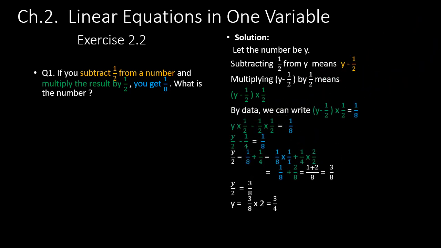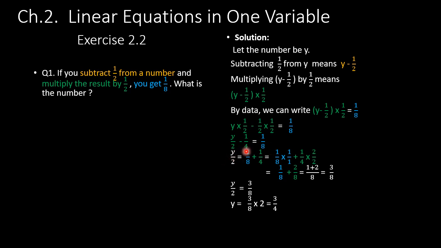By the given information, we can write y minus 1 by 2 multiplied by 1 by 2 is equal to 1 by 8. In the bracket we have a binomial, so we have to multiply it by 1 by 2. So we get two terms: y into 1 by 2 minus 1 by 2 into 1 by 2 is equal to 1 by 8. Y into 1 by 2 is y by 2, and 1 by 2 into 1 by 2 is 1 by 4. So it becomes y by 2 minus 1 by 4 is equal to 1 by 8.